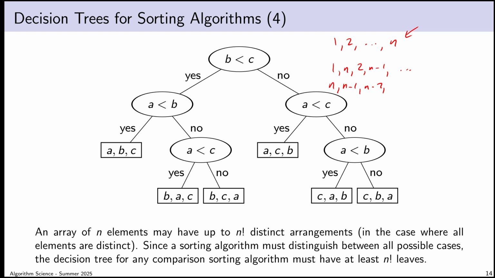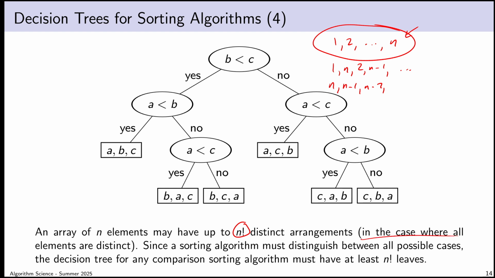Now, sorting algorithms in general have to deal with a lot more possible inputs than these, but I'm talking about a lower bound. I want to show the minimum number of operations. If I can show that sorting algorithms restricted to just inputs on these elements require a certain number of operations, that means the more general sorting algorithms that can sort literally anything have to use at least that number of operations as well. Okay, so an array of n elements may have up to n factorial distinct arrangements.